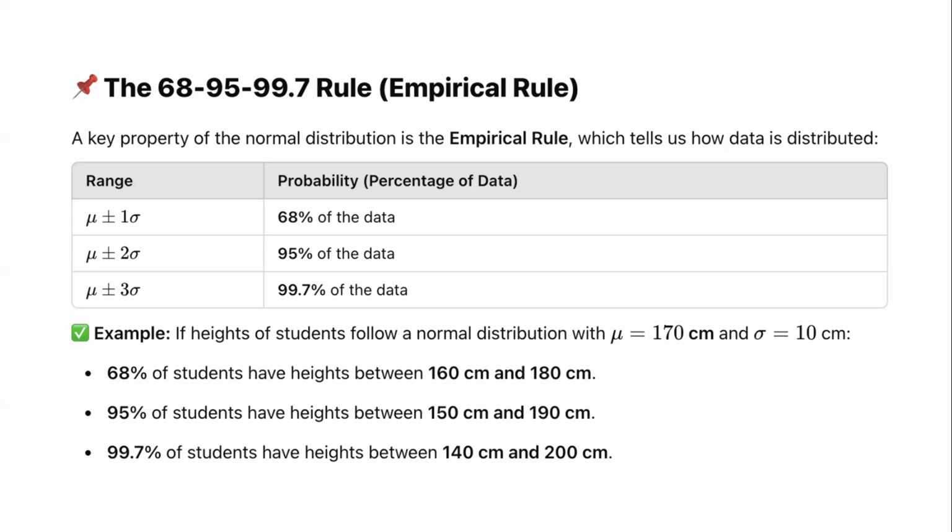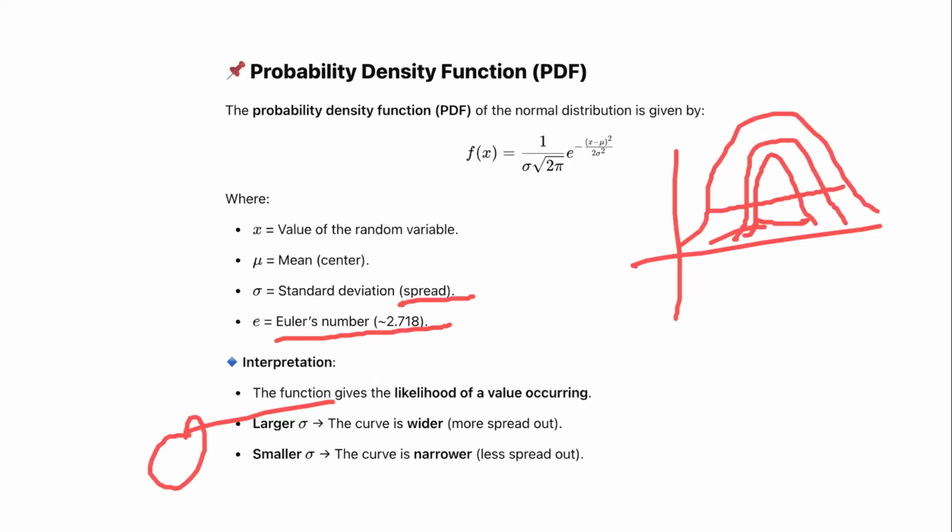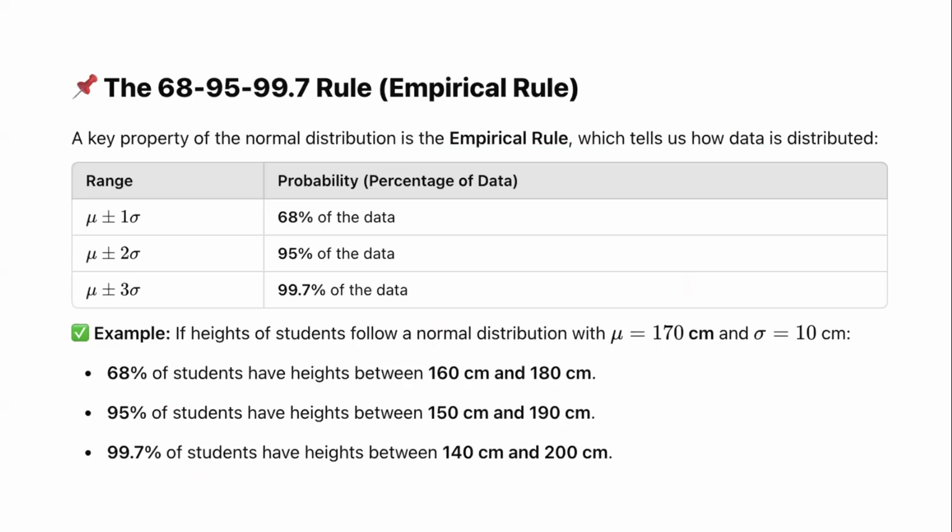Now, what is the relationship? If you remember, when we were talking about the z-score, we used to calculate how far a value is, how many standard deviations away that value is. So there is an empirical rule. We have the 68, 95, 99.7 rule, and we call it the empirical rule.